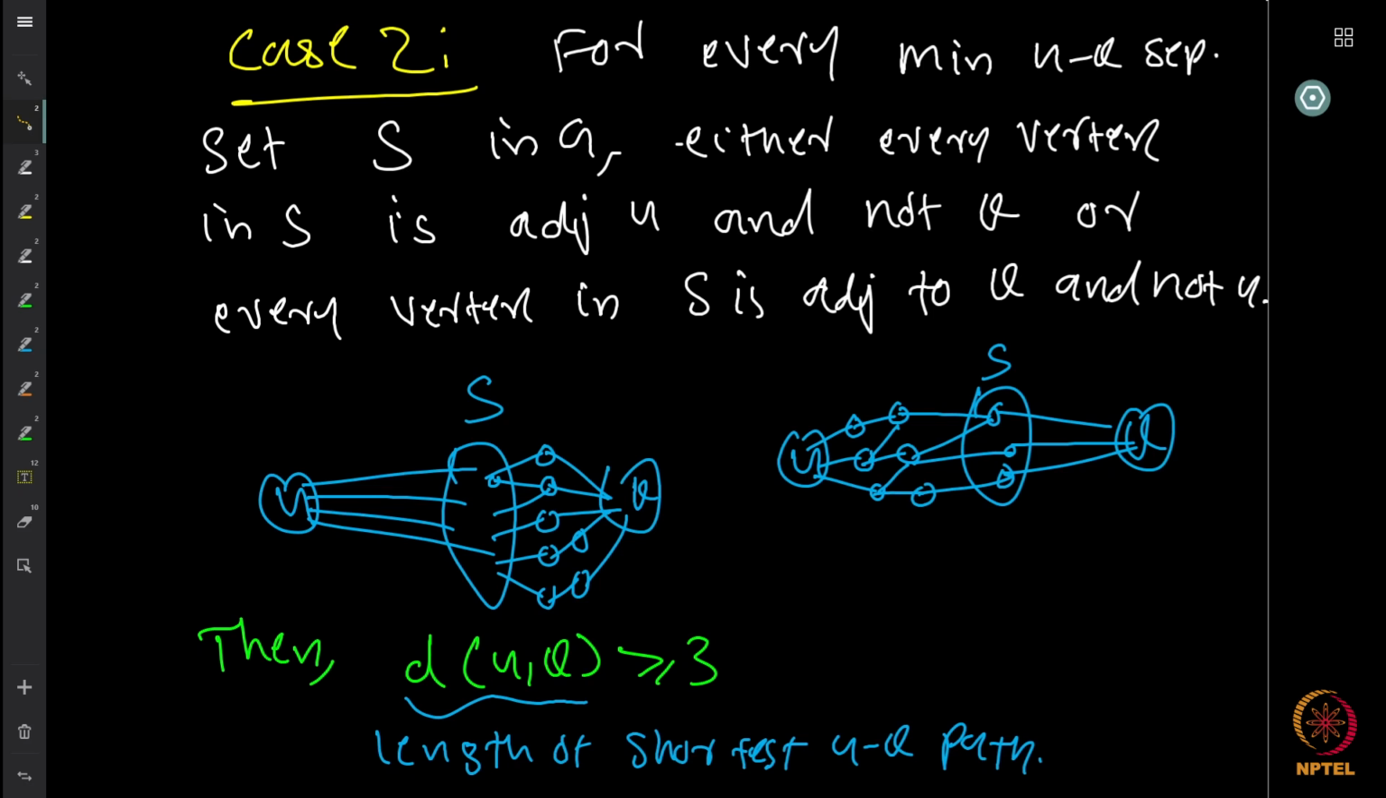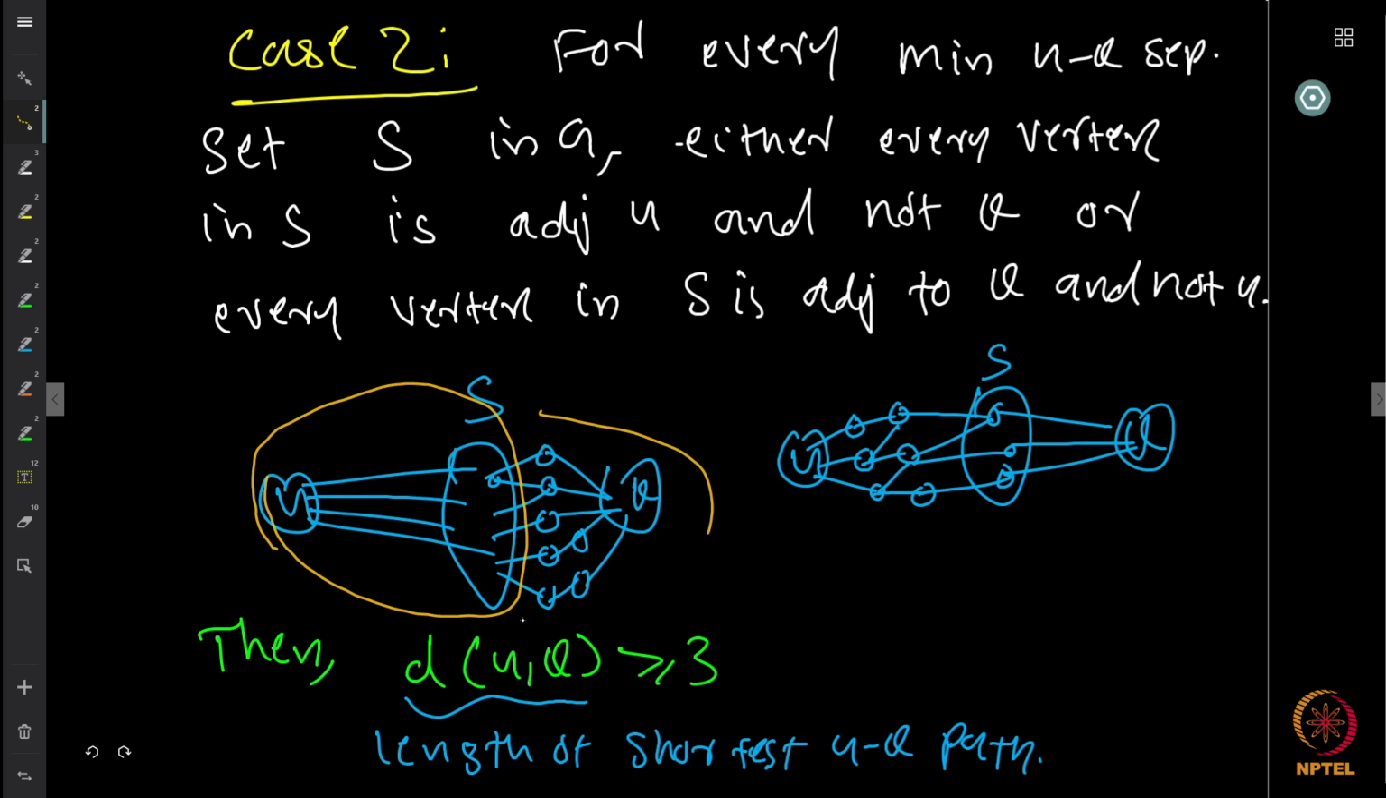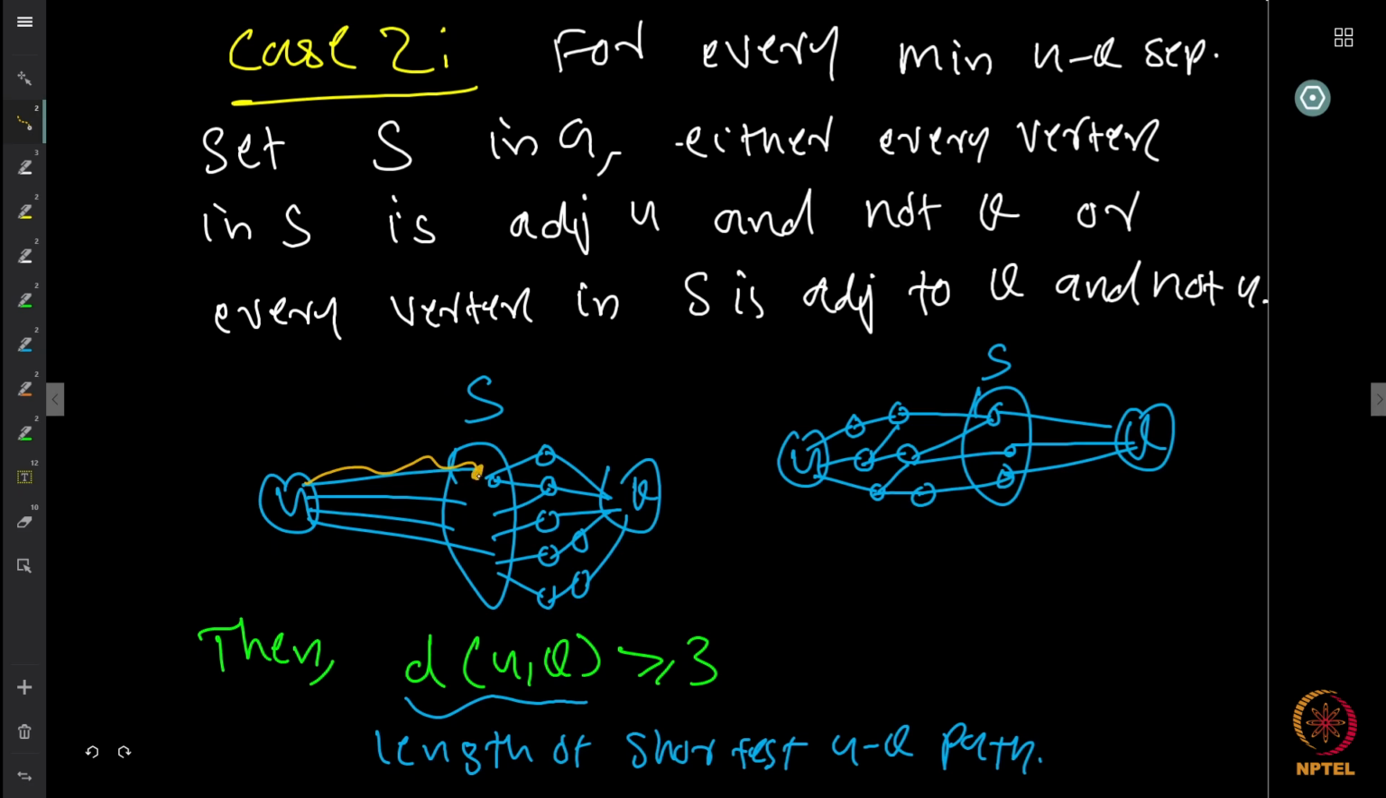So what can we see from this structure? If every vertex in the separating set is adjacent to U, but none of them are adjacent to V, then the UV path of course goes through a vertex in S. So every UV path goes through a vertex in S. Then from there, it has to take some path to V. But since there is no direct edge, there is at least one vertex in between when I go from S to V.